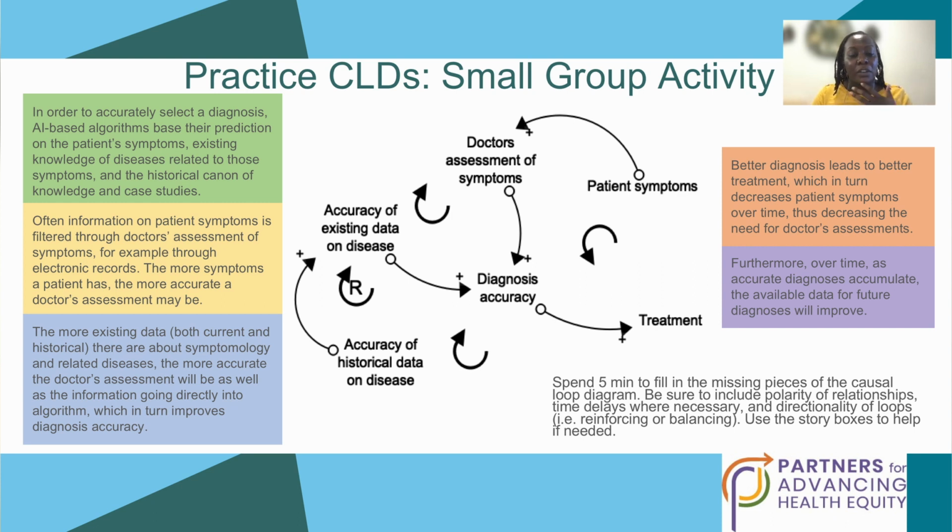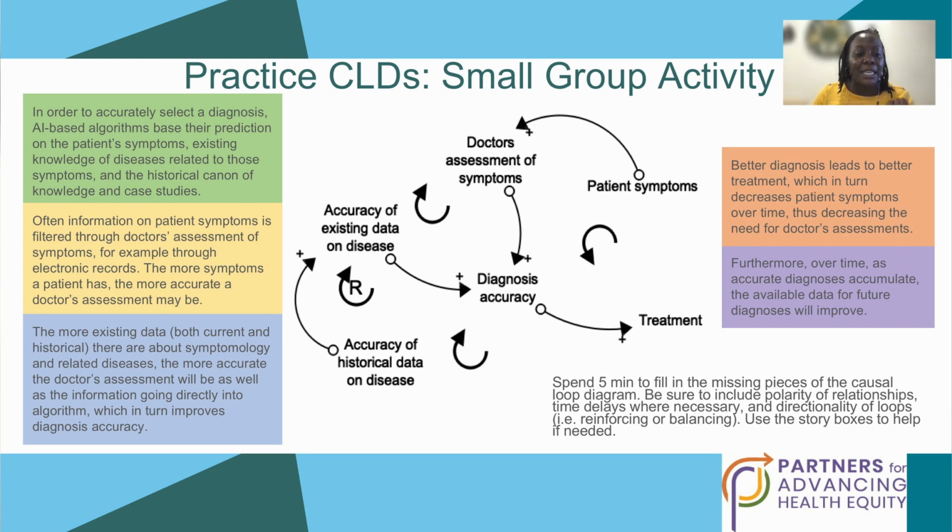All of these things are changing over time. In this narrative, in order to accurately select a diagnosis, AI-based algorithms base their prediction on a patient's symptoms, existing knowledge of the disease, and the historical knowledge on that disease. However, a patient's symptoms are filtered through a doctor's assessment of those symptoms. So the actual information that an algorithm gets is through something like electronic medical records, where a doctor represents their interpretations of the patient's symptoms.